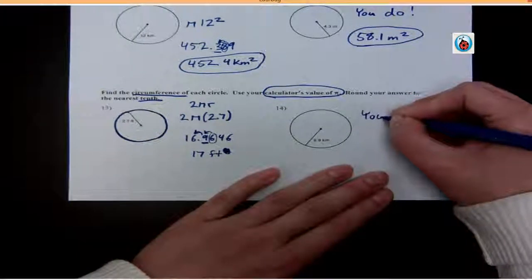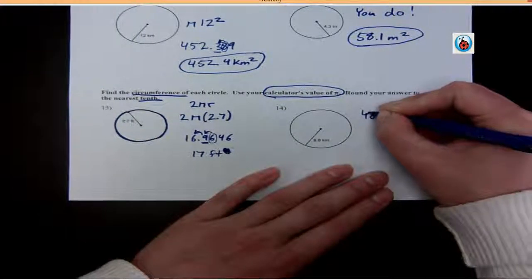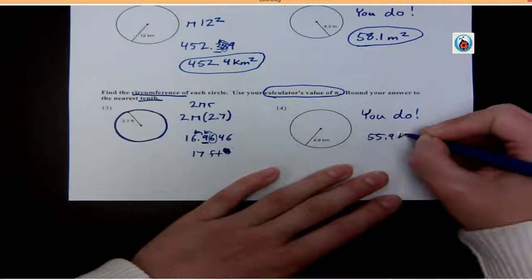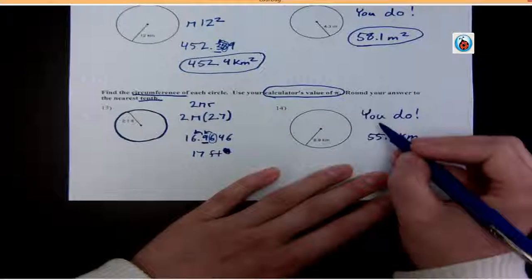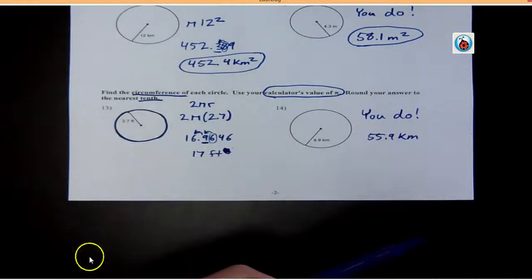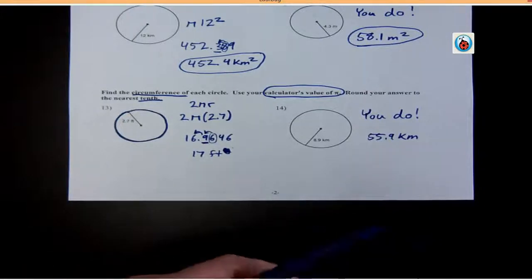All right, and again, this time you do it. You should get 55.9 kilometers. So make sure you can get that one. And that is our notes for today, so go on to your assignment.